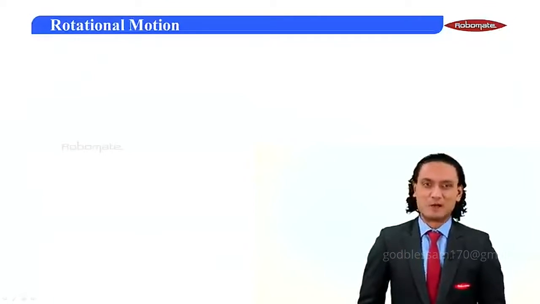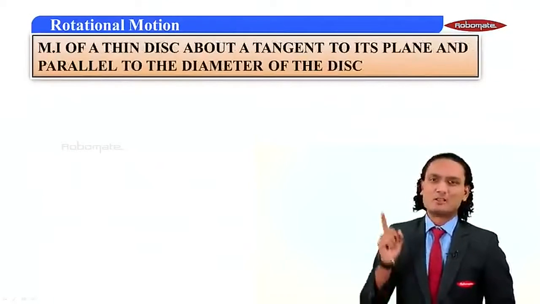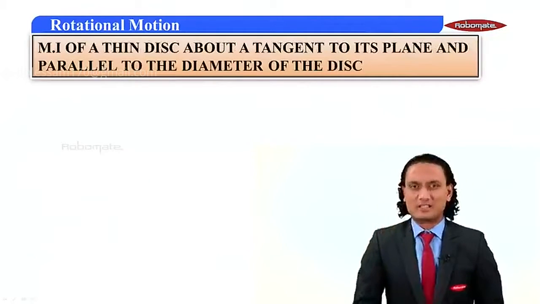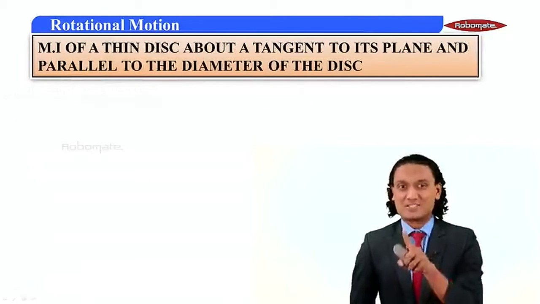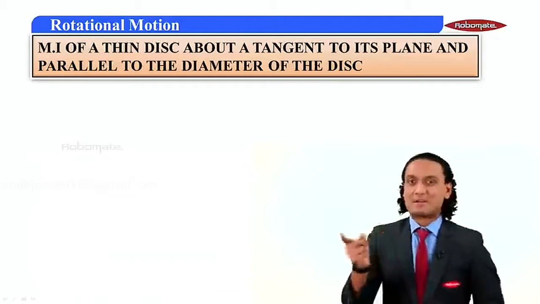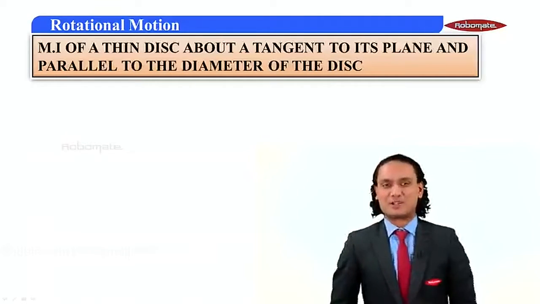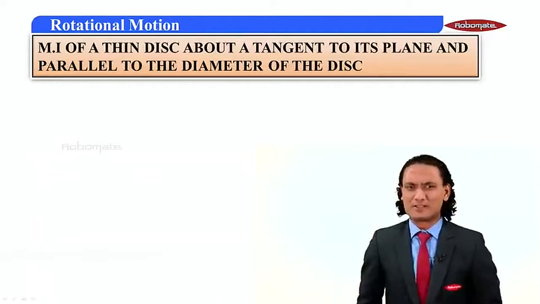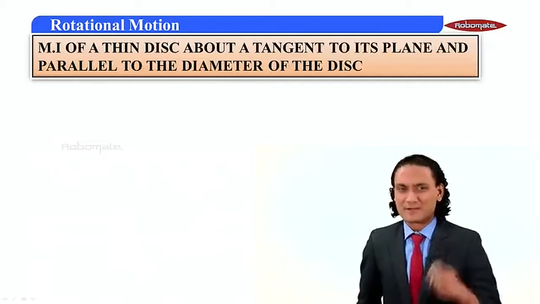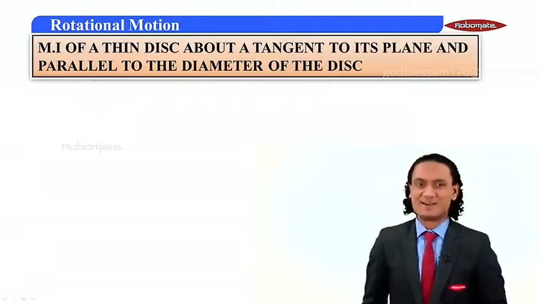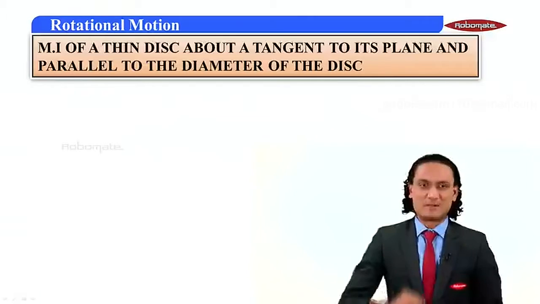Now students, first we need to find out the moment of inertia of a thin disk about a tangent to its plane and parallel to the diameter of the disk. We have done this for a ring already. Do you remember? Very good. Keep revising, then only you'll remember. Fine. So here first let me draw the diagram.